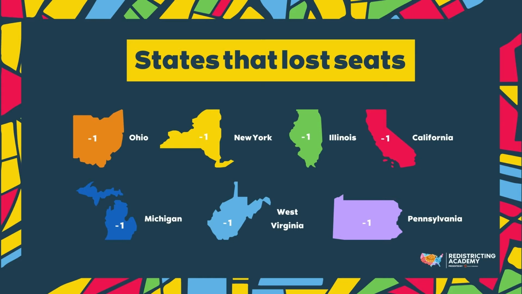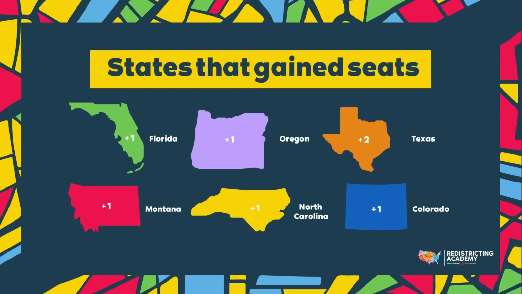So as you can see here, I mentioned that there are 7 states that lost seats, and those are Ohio, New York, Illinois, California, Pennsylvania, West Virginia, and Michigan. All of these states lost one seat. And then here are the states that gained seats. As you can see, Florida, Oregon, Montana, North Carolina, and Colorado all gained one seat, while the state of Texas gained 2 seats on this cycle.